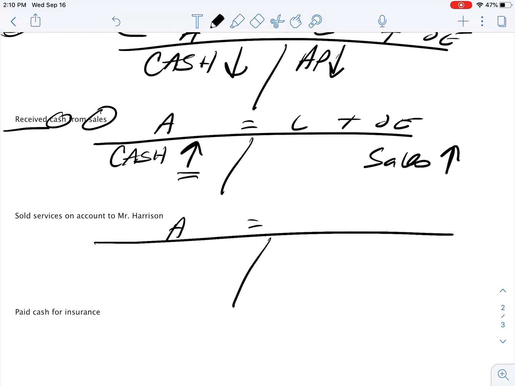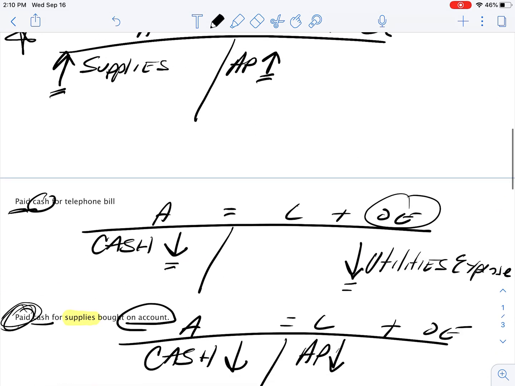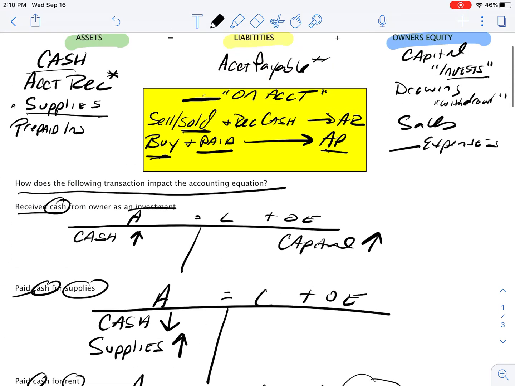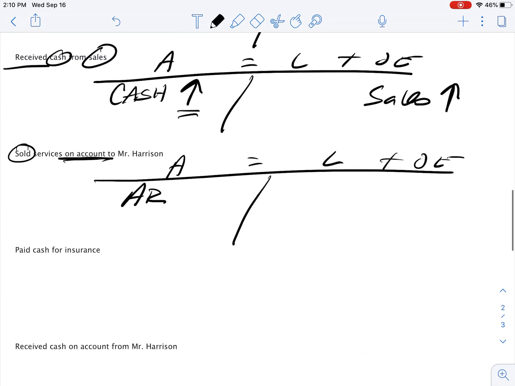Sold services on account. Let's take a look at this. Assets equal liabilities plus owner's equity. Sold services on account. So I have sold and I have my on account. So let's go up here and take a look, and what we see, oh, there's our sold. That must mean it's going to be accounts receivable, so we need to use that on there. So my accounts receivable. Okay, and then we have sold, which is past tense for the word sales. And when we talk sales, that's going to be our owner's equity account. So therefore, we're going to put sales here.